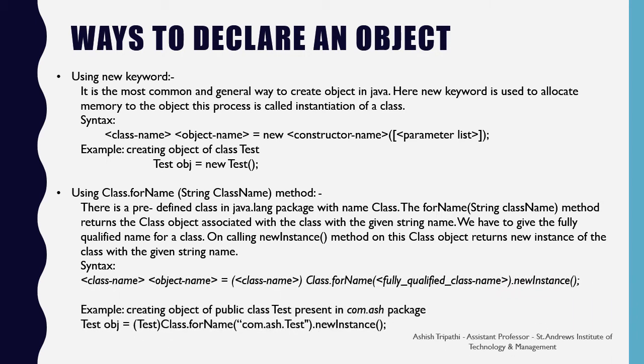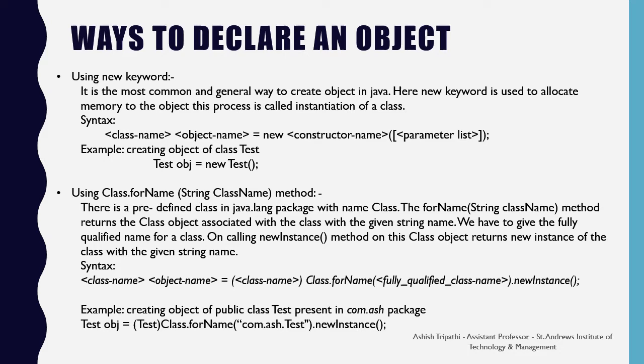There are different ways to declare an object. First is with the new keyword. As you know, new is a keyword used to allocate memory to an object. Here, an object of class Test is made.